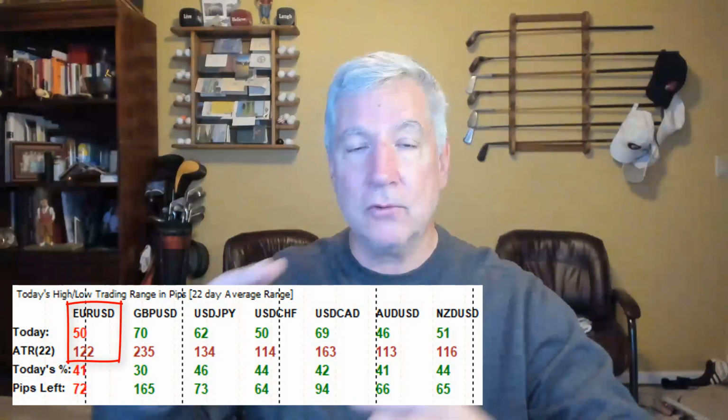This table shows the average trading ranges and the actual ranges of the major currency pairs versus the US dollar. And giving you an example, the euro versus US dollar has a current range of about 50 pips. The average trading range is 122 pips over the last 22 trading days.